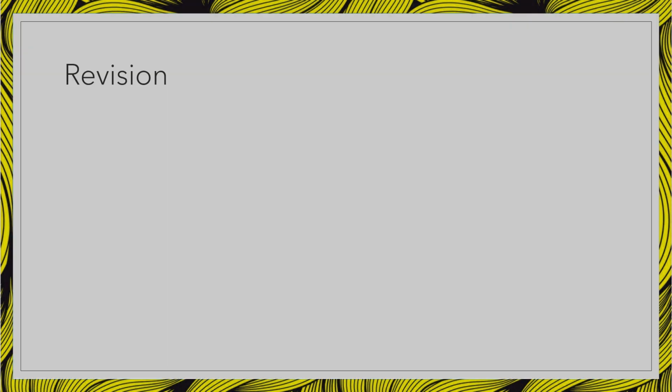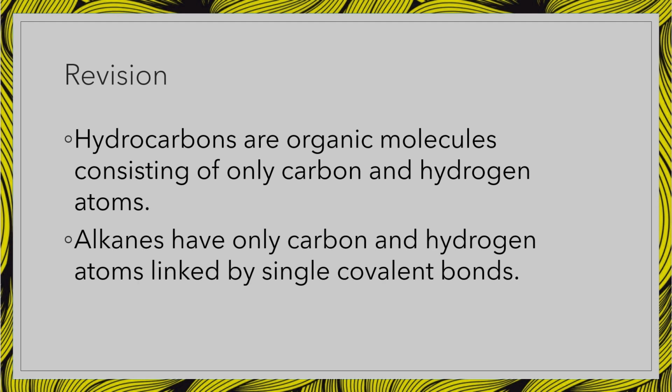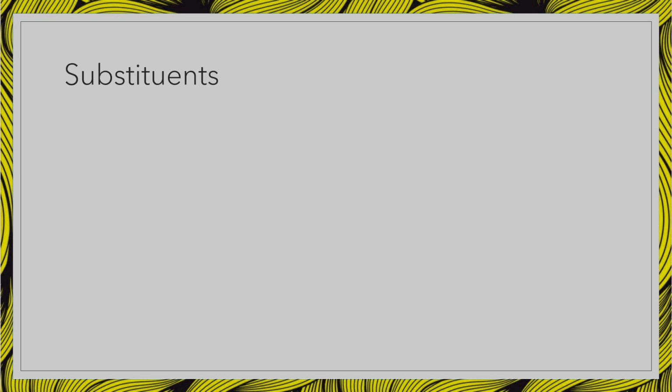So let's go. Quick revision: hydrocarbons are organic molecules consisting of only carbon and hydrogen atoms. Alkanes have only carbon and hydrogen atoms linked by single covalent bonds. Alkenes have at least one double carbon-carbon bond. And alkynes have at least one carbon-carbon triple bond.